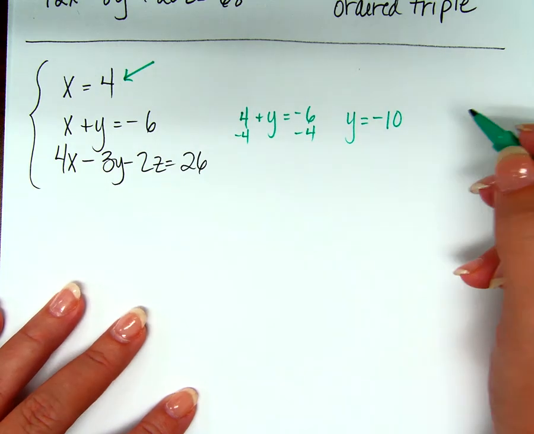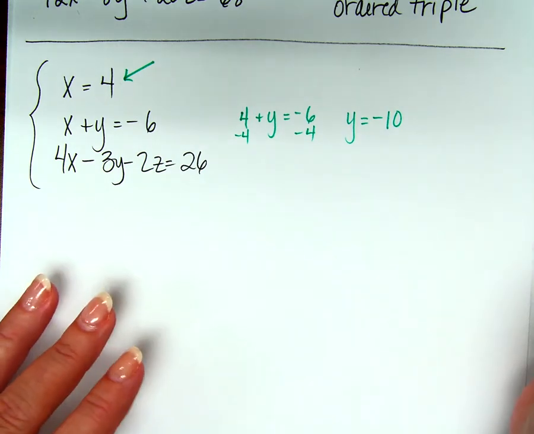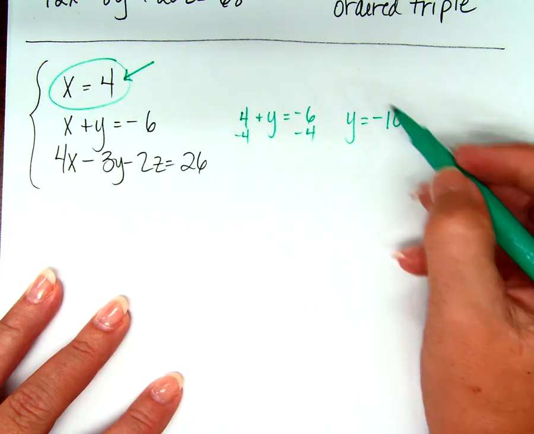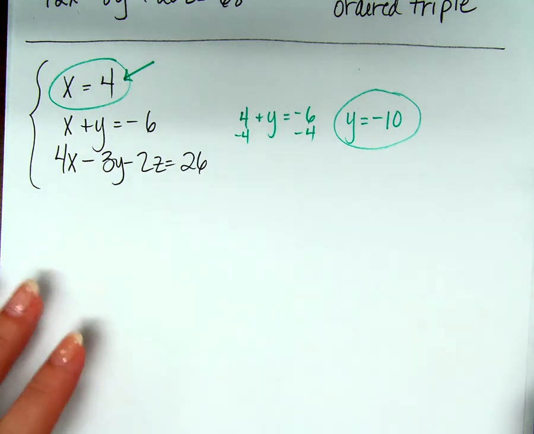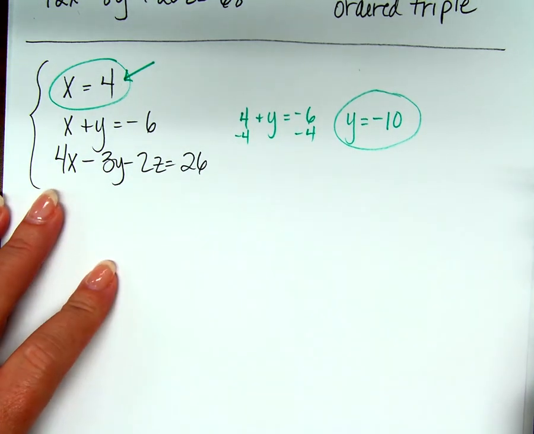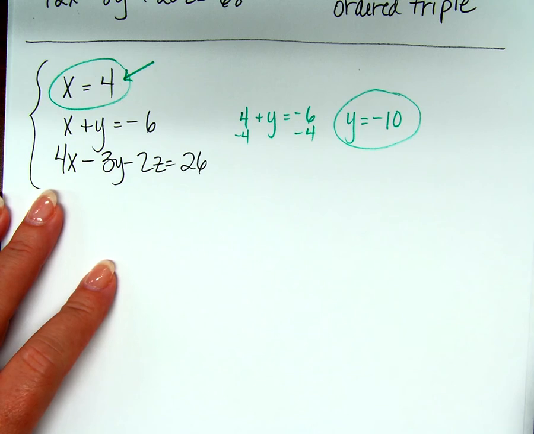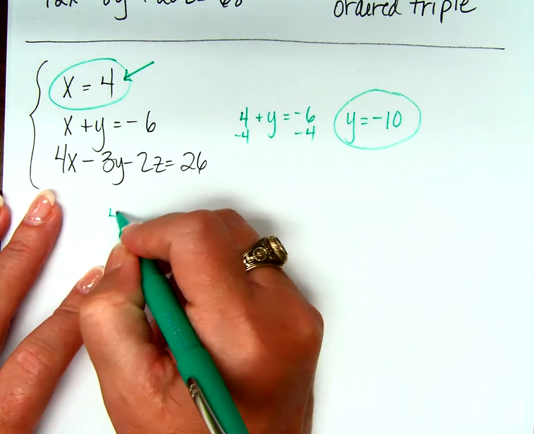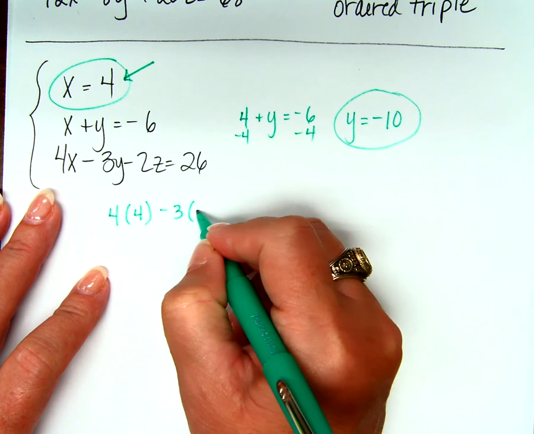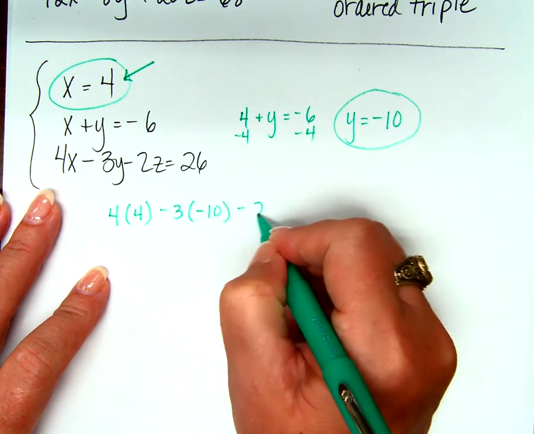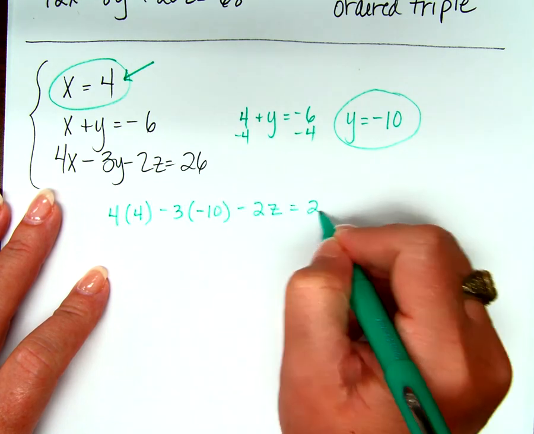And how many variables am I trying to solve for? 3. 1, 2. I only have one more to find. Which one is it? So what should I do to find z? Plug what into the bottom? Oh, everything I know, right? Okay. So 4 times 4 minus 3 times negative 10 minus 2 times z equals 26.